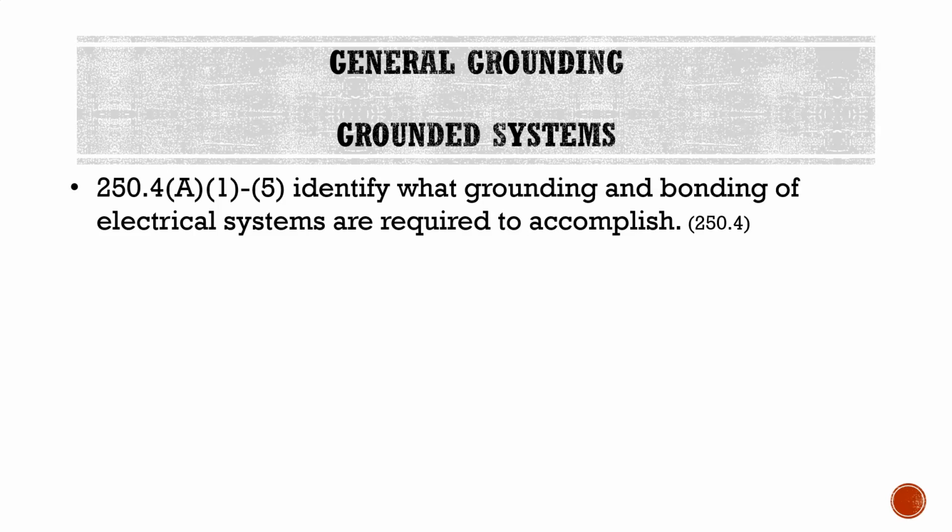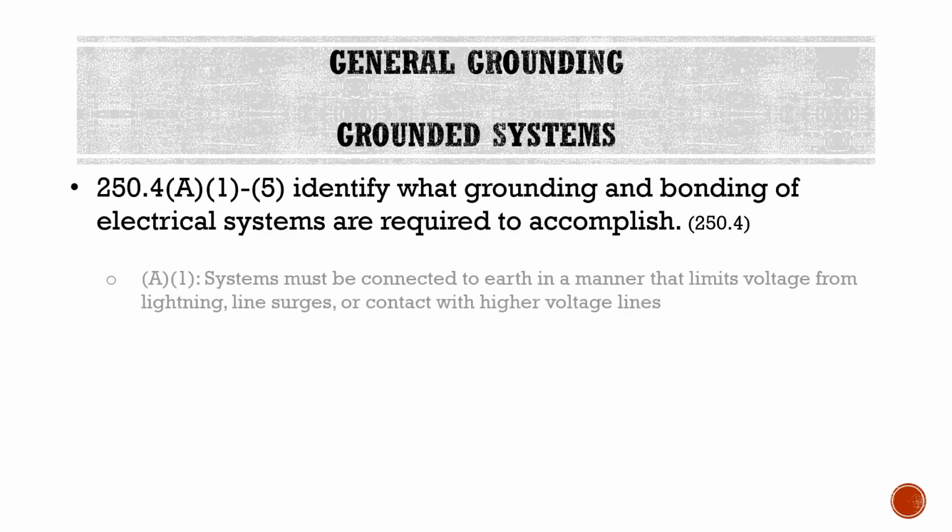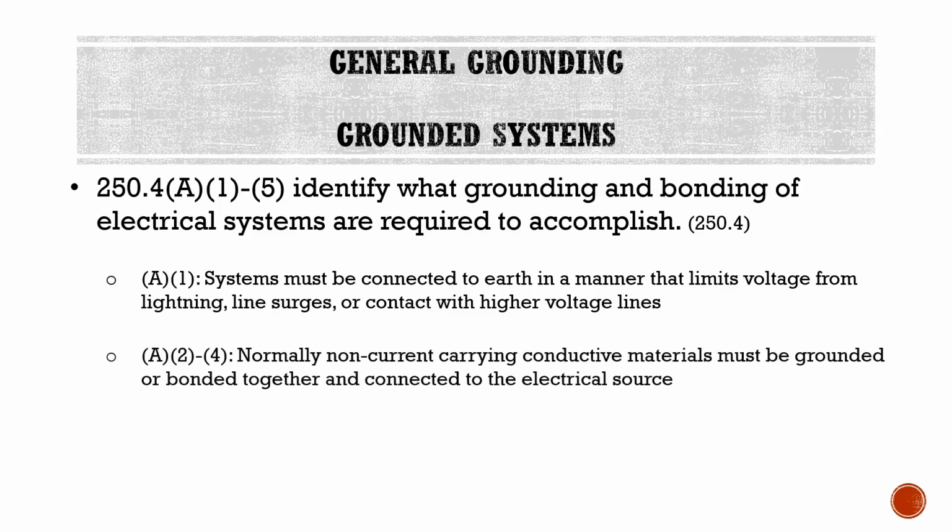250.4(A)(1) through (5) identify what grounding and bonding of electrical systems are required to accomplish. In other words, when we ground or bond an electrical system, we want to do some specific things. There are some specific reasons that we ground and bond an electrical system, and those are very clearly defined in these articles here. A1, systems must be connected to earth in a manner that limits voltage from lightning, line surges, or contact with higher voltage lines. In other words, we don't want to expose the system to more voltage than it's intended to handle.